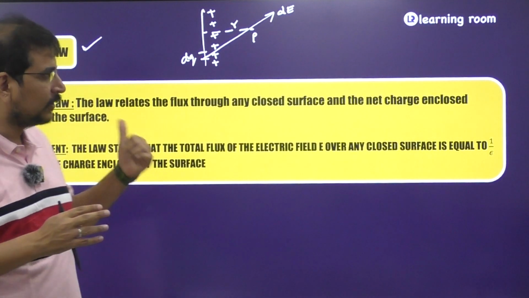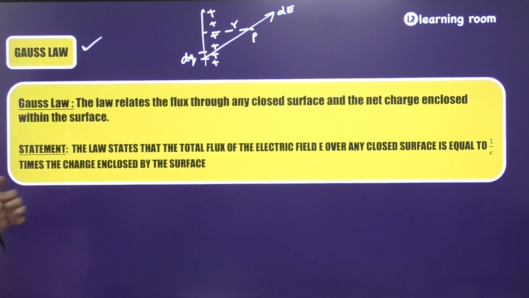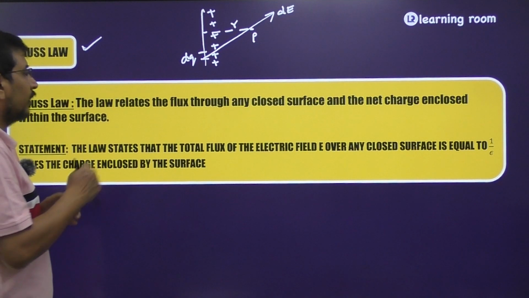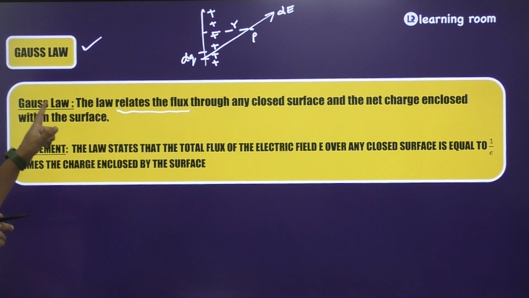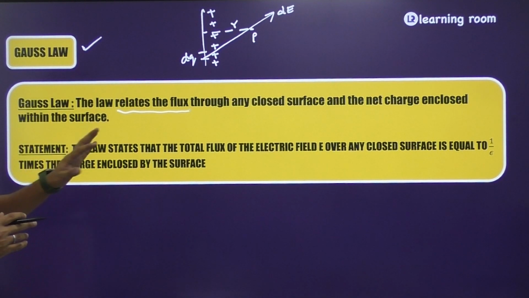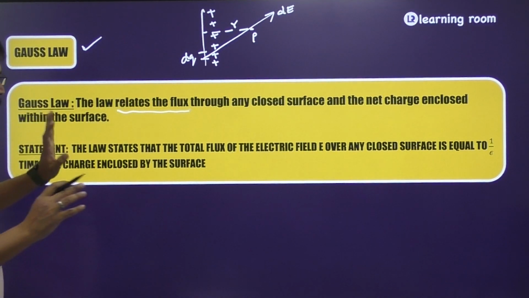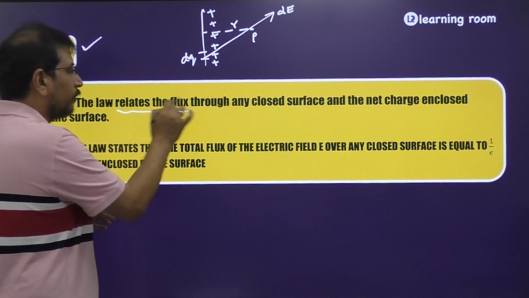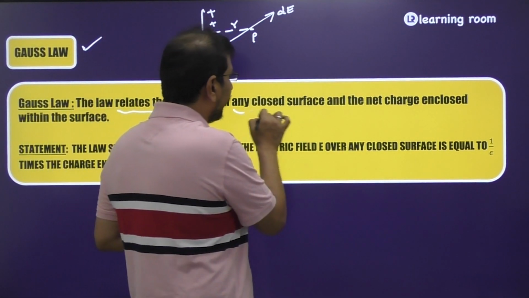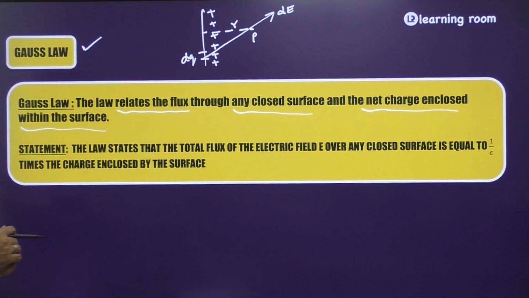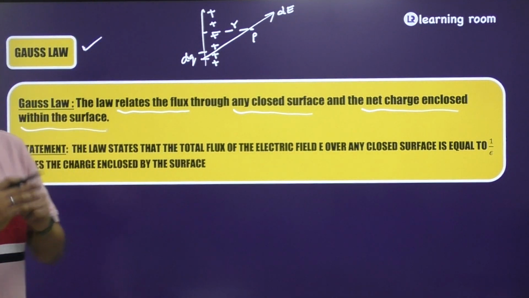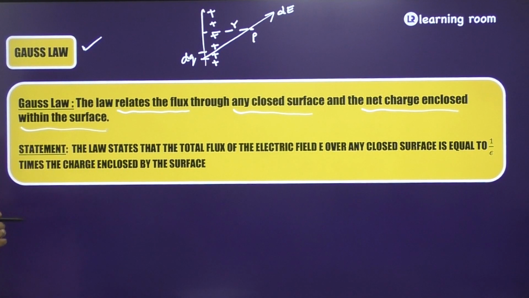So having said this, let's first try to understand the definition of it. So what does it state? It relates the flux. Here the flux means electric flux. Gauss law is applicable for electricity and magnetism also. So there the flux would be magnetic flux. So listen to this carefully. The law relates the flux through any closed surface and the net charge enclosed within the surface. Right? I hope this point has got registered in your mind. So having said this, let's see how they are related.